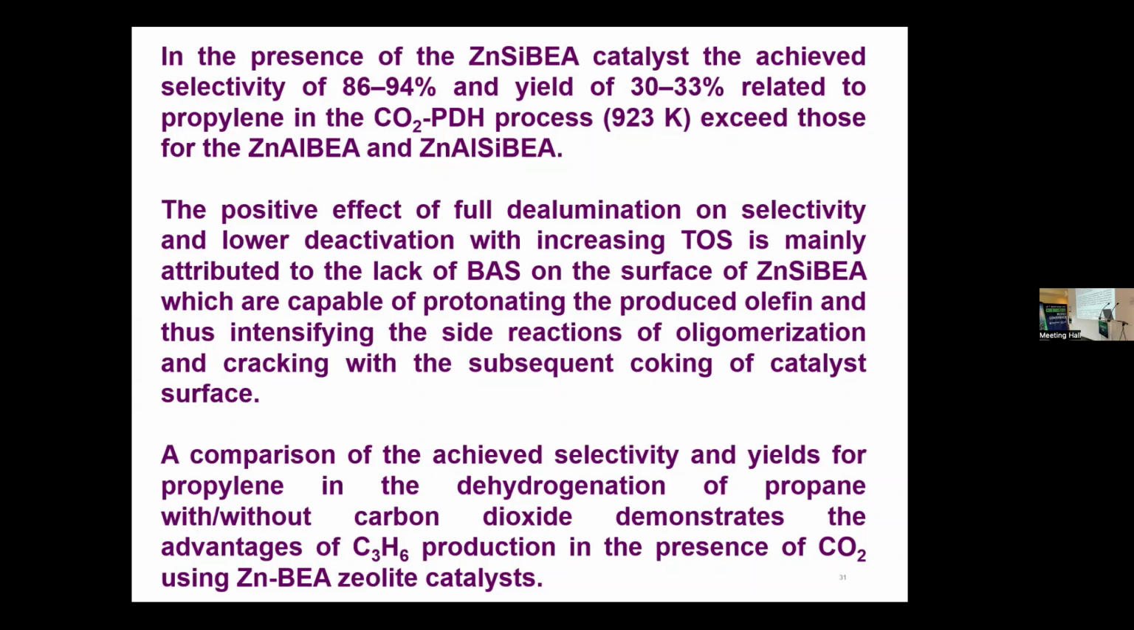So a comparison of the achieved selectivity and yield for propylene in the dehydrogenation of propane without carbon dioxide demonstrates the advantages of propylene production in the presence of CO2 using Zn-beta zeolite. It's very important from the point of view of application of CO2 and removal of CO2 from the environment.